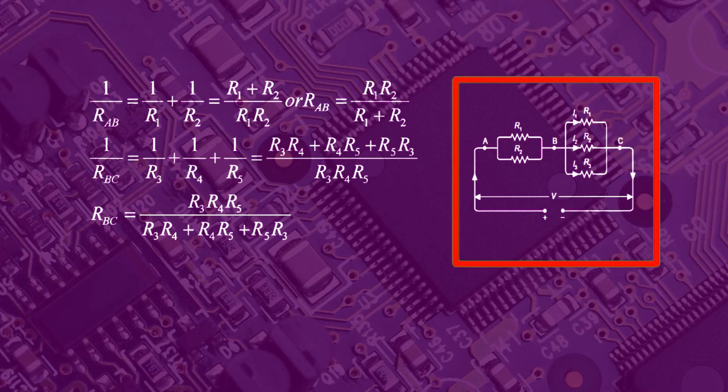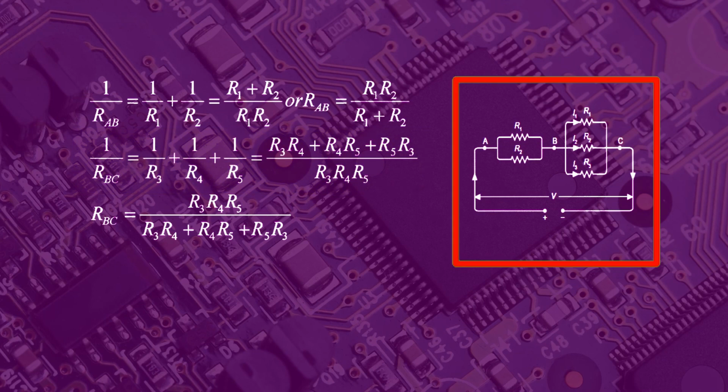Similarly, between terminal B and C, there are three resistances, that is R3, R4 and R5, connected in parallel. So what will be the equivalent resistance between terminal B and C? It can be written as 1 upon RBC equal to 1 upon R3 plus 1 upon R4 plus 1 upon R5. After the simplification, you can calculate the equivalent resistance between terminal B and C, that is R3 R4 plus R4 R5 plus R5 R3 upon R3 R4 R5.